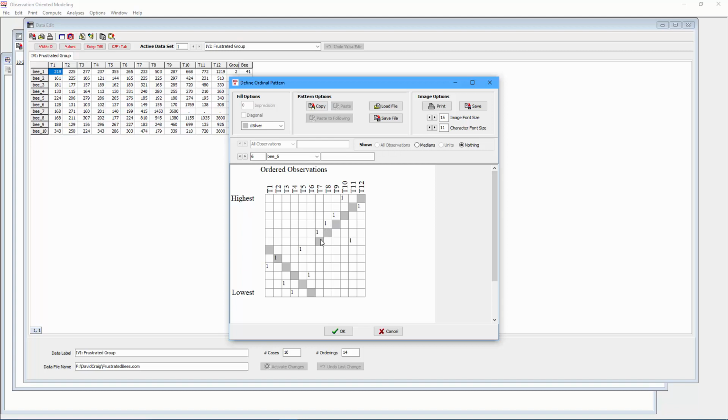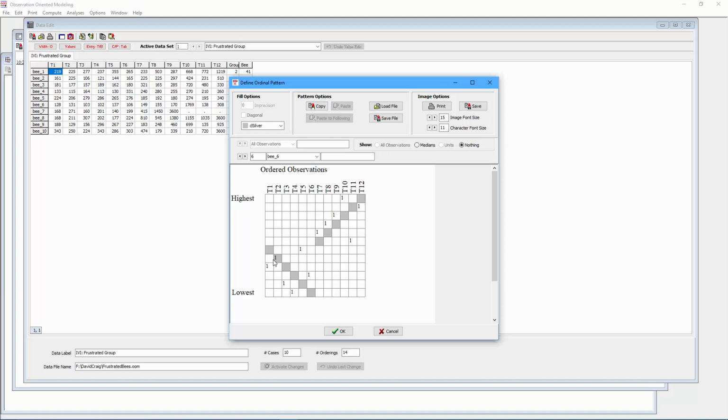And notice from trials 7 to 10, they match up nicely. She's increasing each time from trial 7 to 10, but then we get this unexpected decrease from 10 to 11. But then we get another increase from 11 to 12. But overall, a fairly good match between the expected ordinal pattern and the observed ordinal pattern for this particular bee.